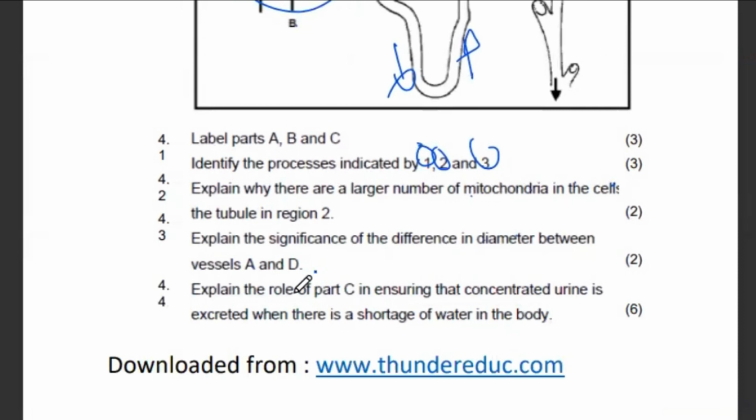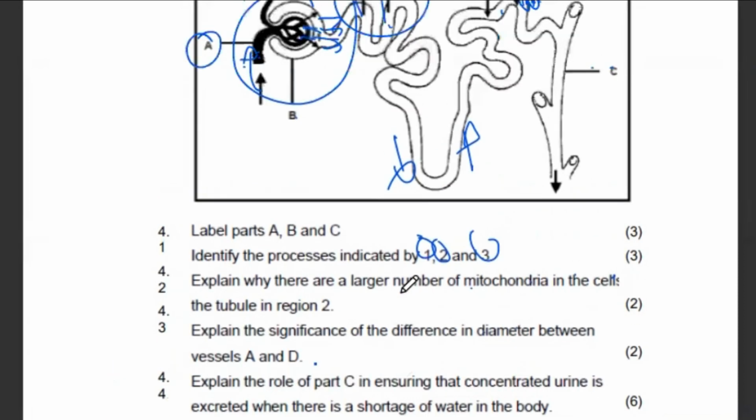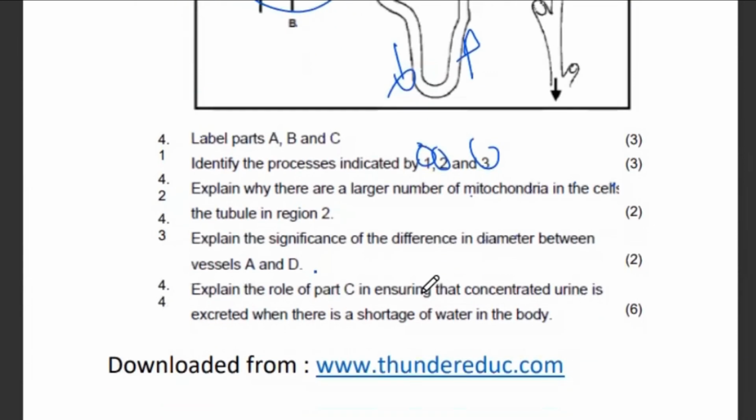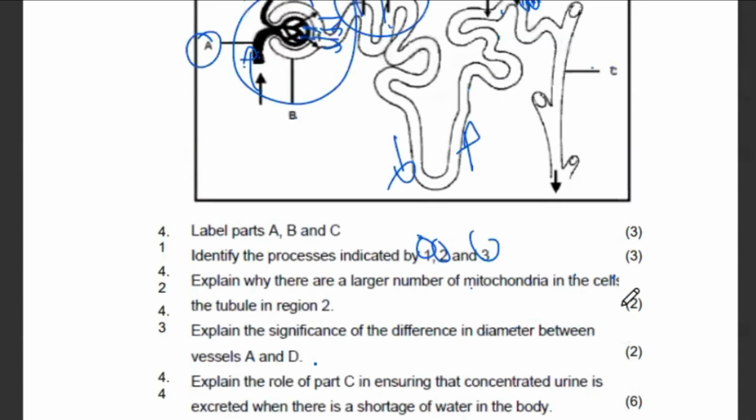Then they are saying, explain the role of C. Where is C now? Role of C in ensuring that concentrated urine is excreted when there is shortage of water. So this one basically helps in further reabsorption of water, if the body still requires that water. Yes, and since it is 6 marks, you talk about the ADH, hypothalamus, the same way I explained it above here.